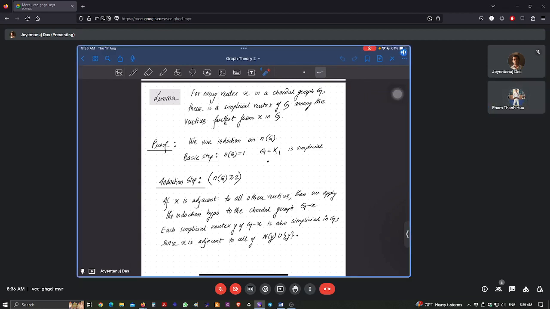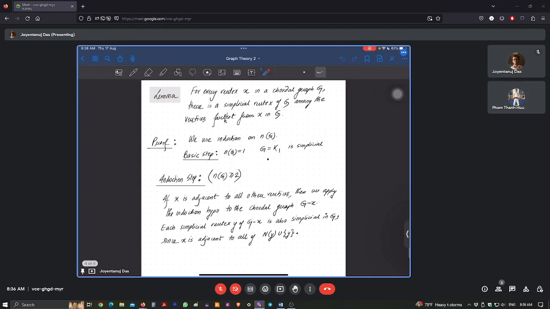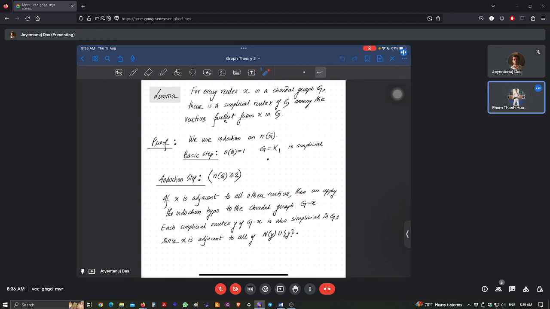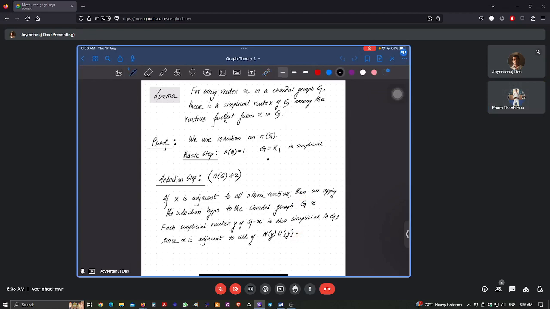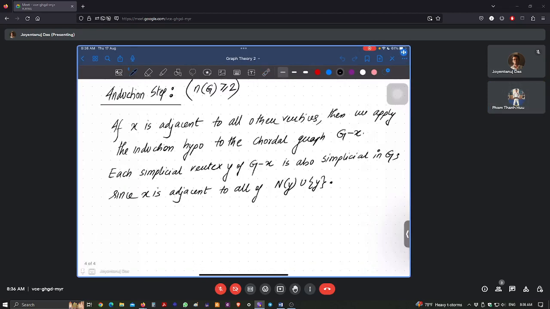We started with induction. So we are proving with induction, and n equals 1 is fine. And for n greater than or equal to 2, we did the first case where x is adjacent to all other vertices, then we can apply the induction hypothesis over the chordal graph G minus x, and then it follows, right? Now the case when x is not adjacent to all the vertices. So then how to do?